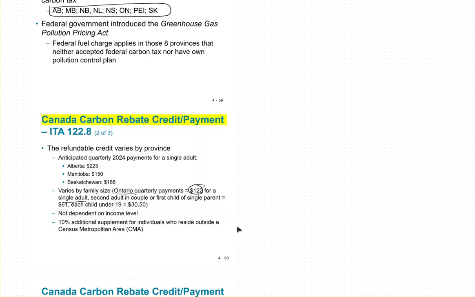It just clicked. So your quarterly payment will equal $120 for a single adult. So if you're a single adult, you get $120. For a second adult in the couple, or if you don't have a second adult and you have a child, you're going to get another $61. And if you have any child that is under 19, you're going to get $30.50. So you get this and you get this depending on what applies to you.